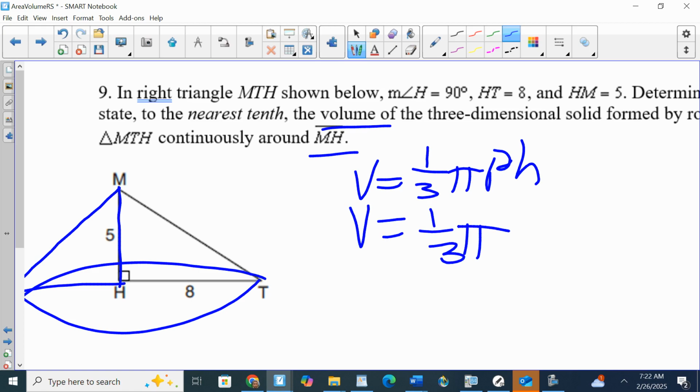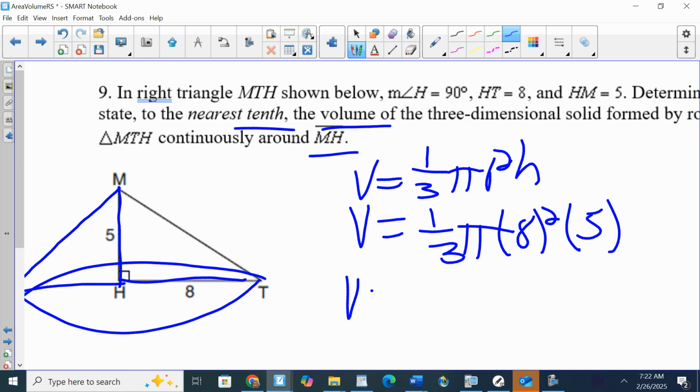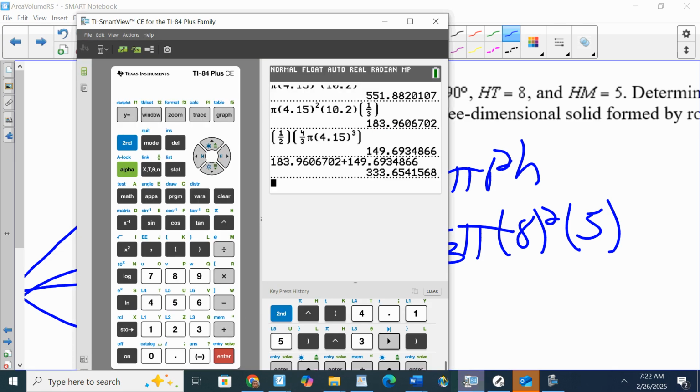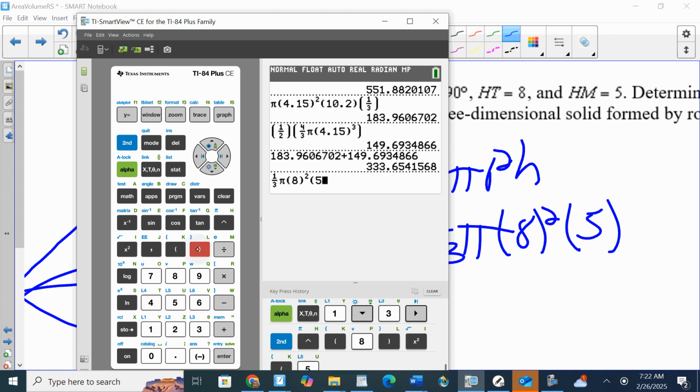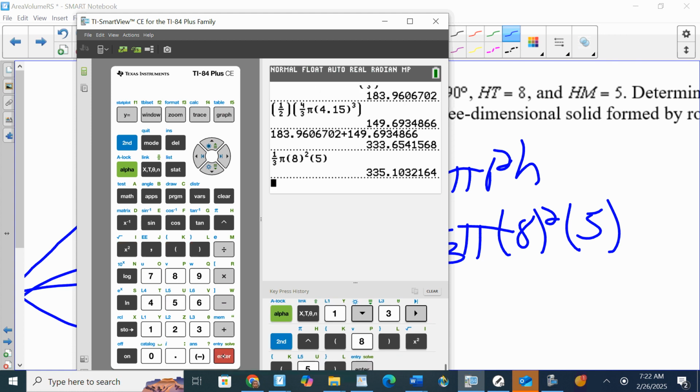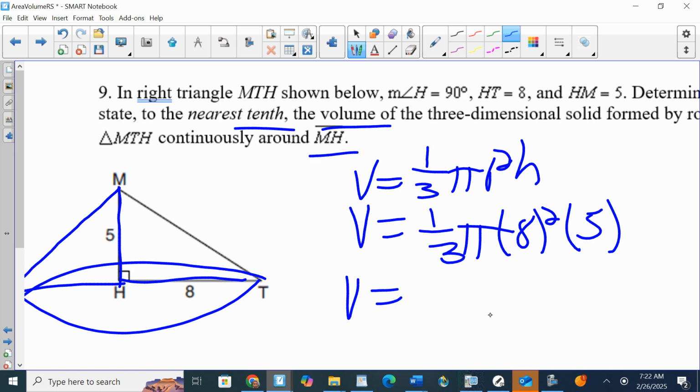The radius of this cone is 8. The height is 5. Yes, it matters which one is the radius and which one is the height. Nearest tenth means type pi in. 1/3 pi 8 squared 5, 335.1.